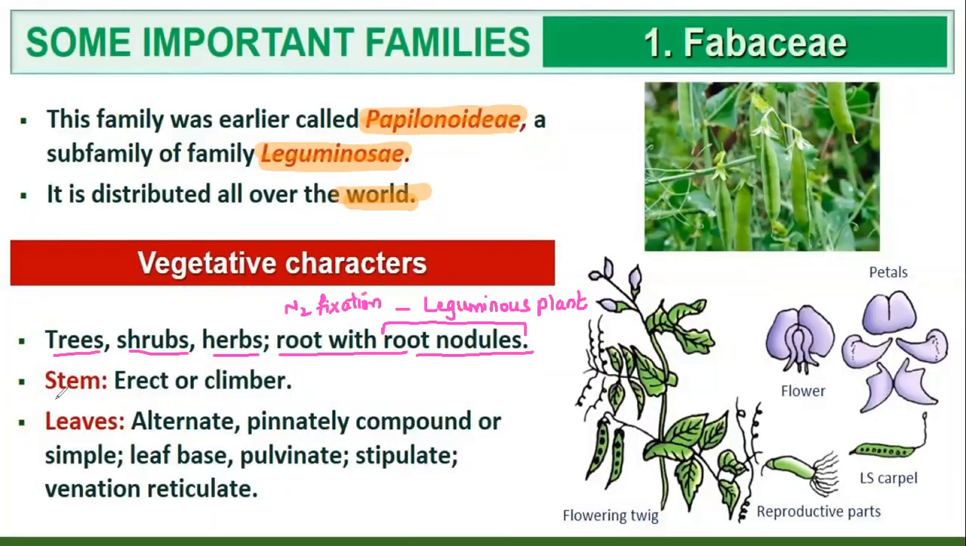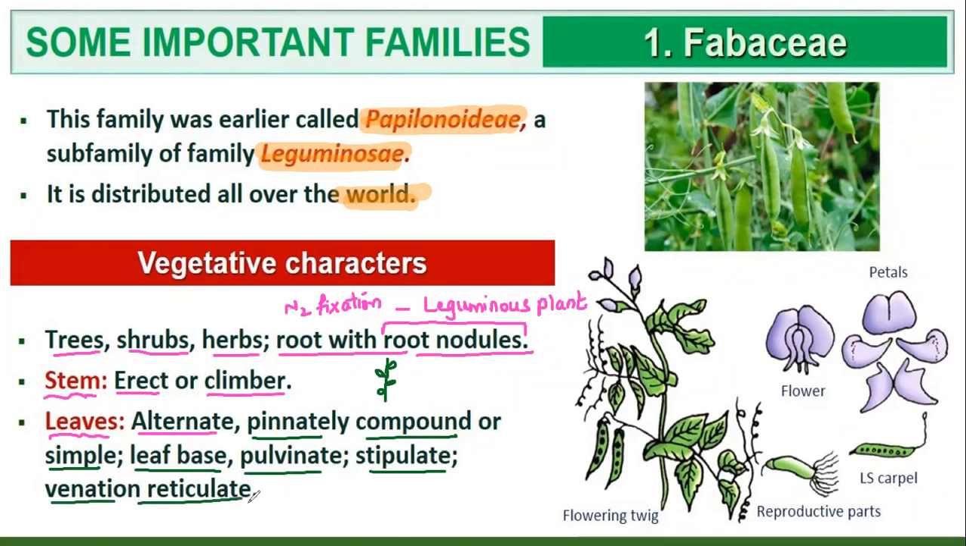After that, we will talk about the stem. The plants belonging to family Fabaceae are erect or even climbers. When I talk about leaves, they show alternate arrangement. Alternate basically means right, left. From one node, there will be one leaf, and right and left will follow. Pinnately compound leaf. They can be simple also. They have a pulvinate leaf base, and stipules are present.